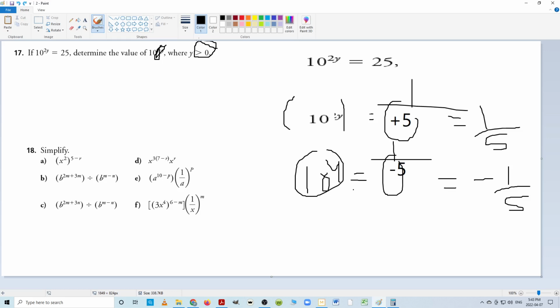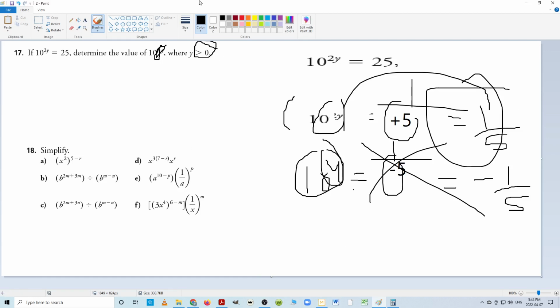Yeah, okay, so I think we can exclude the negative because there's no way I can put a y here that will bring about a negative, which means 10 to the negative y can only be 1 over 5. So that was the logic of that one. Sorry, I had a little brain fart.